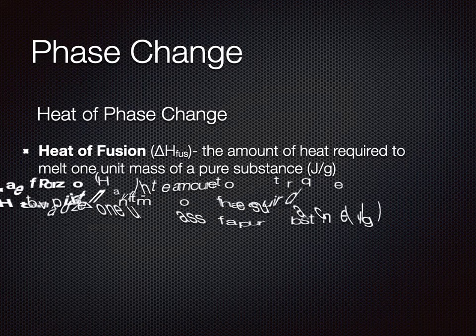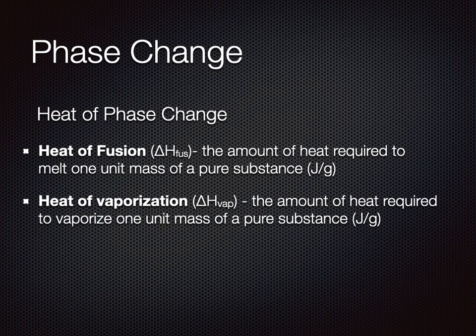We could look at the heat of vaporization, which is the amount of heat required to vaporize 1 unit mass of a pure substance, again in joules per gram. And notice there, the units for the delta H values do not have a temperature function in them because all phase changes happen at a constant temperature. So temperature is not part of that calculation.